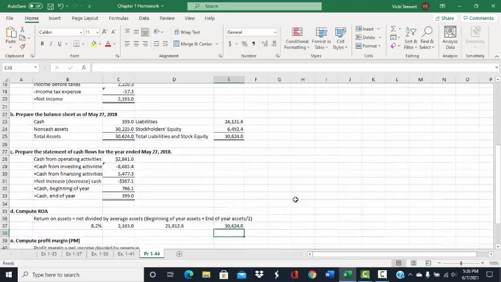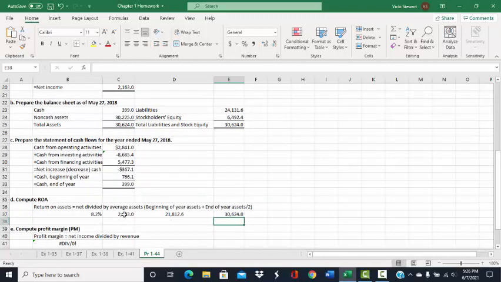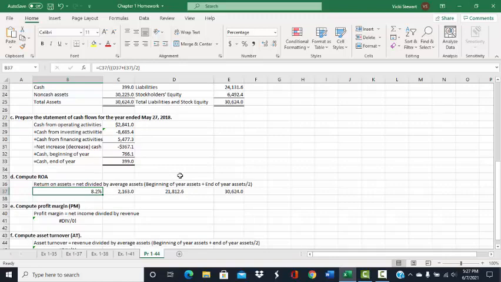And then our end of the year assets, we calculated ourselves, $30,624 million. So our return on assets is equal to our net income divided by our beginning of the year assets plus end of the year assets divided by 2. And the spreadsheet does that for us. And then that gives us our return on assets as 8.2%. Next, it asks us to compute the profit margin.